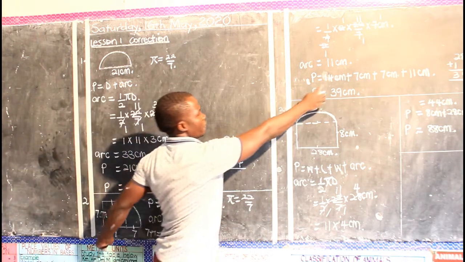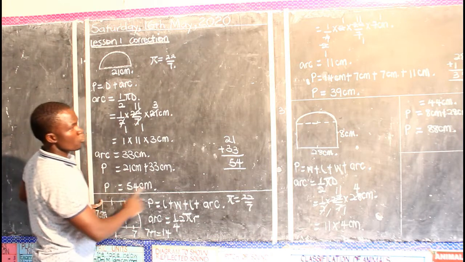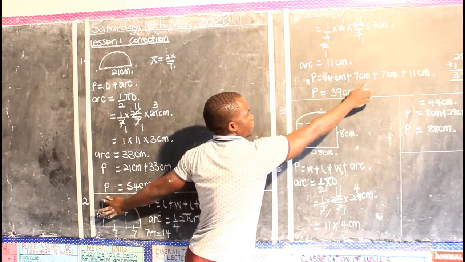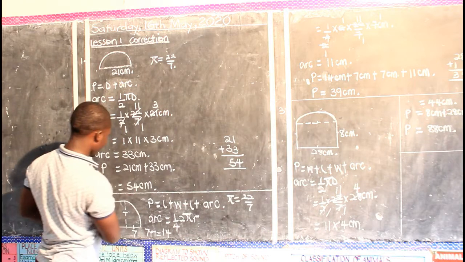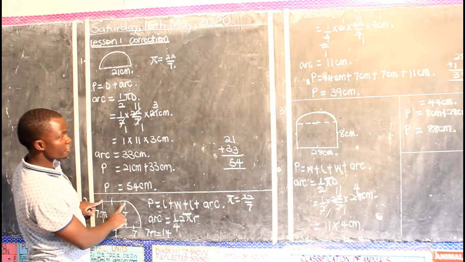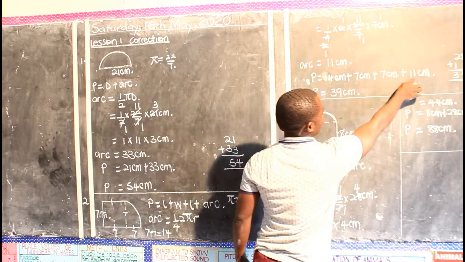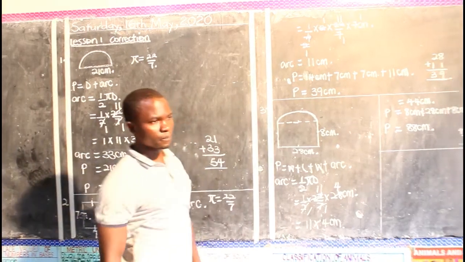That is why I put here 14 as this length, plus the width, which is 7, plus also this length here, which is 7, because the sides are equal. If this is 7, also that is 7. Plus the arc, which we have just got here, and it is 11 centimeters.